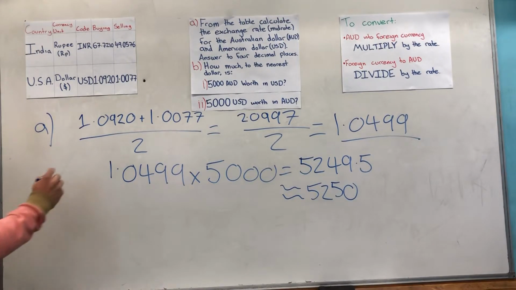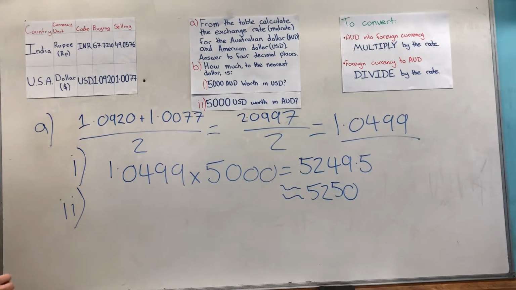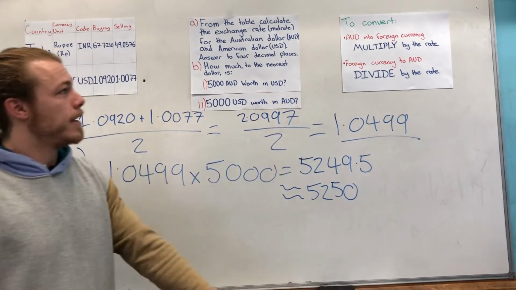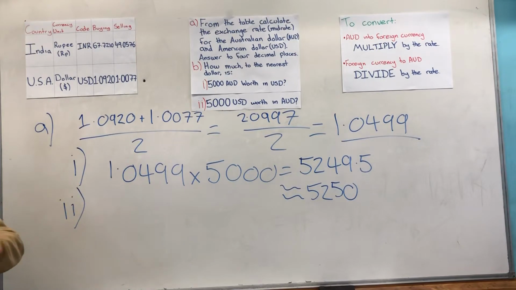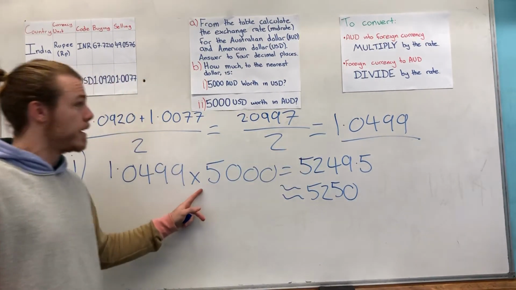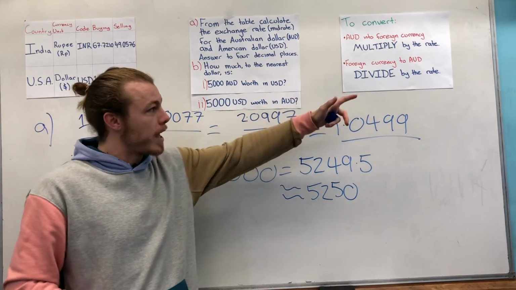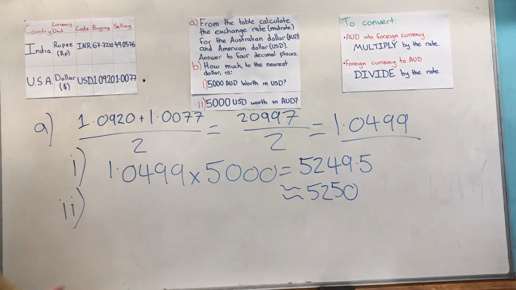The next one we'll do is we'll turn 5,000 US dollars into Australian dollars. When you're converting, in your book you've got a little grey panel at the top of the right page, and I just wrote it up here for you, nice and pretty. To convert Australian dollars to a foreign currency, we multiply by the exchange rate, which is what we did here. Next we're going to convert a foreign currency to Australian dollars, so we have to divide by the exchange rate. So we'll do exactly that.